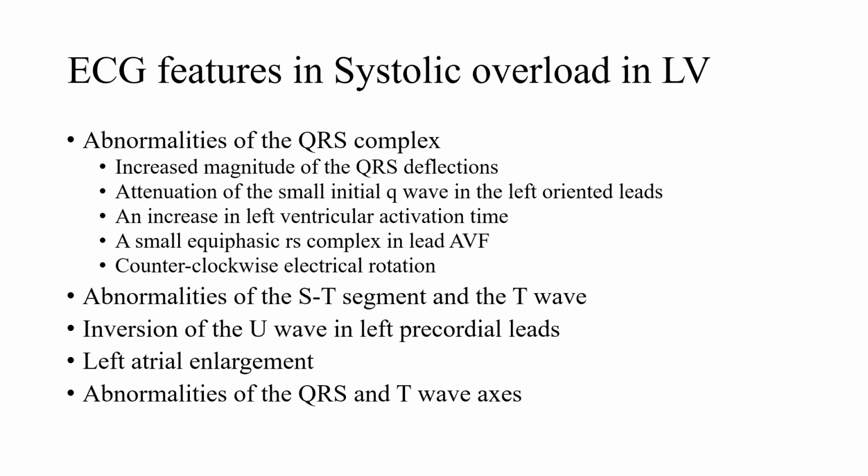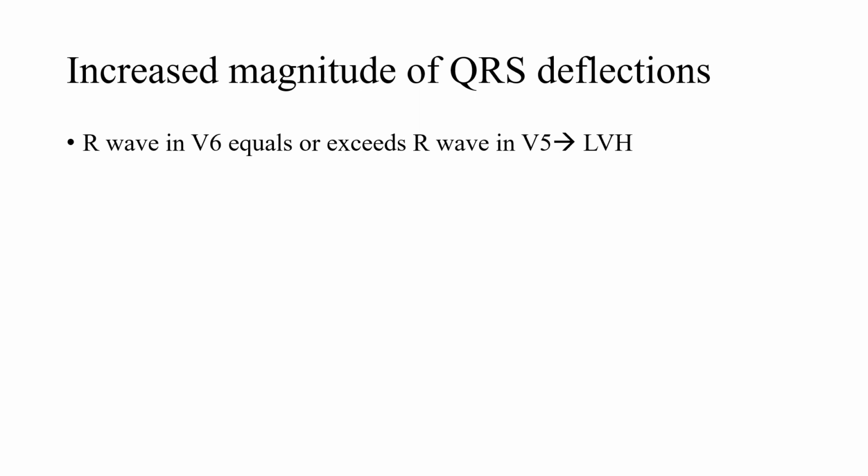There will be attenuation of the small initial Q wave in the left oriented leads, and an increase in the left ventricular activation time. A small equiphasic RS complex in lead aVF and counterclockwise electrical rotation can happen. In the QRS, the height will increase because of left ventricular hypertrophy. Normally the R wave in V6 is smaller than the R wave in V5, so V5 has the tallest R wave. But here the R wave in V6 equals or exceeds the R wave in V5, because of the left ventricular hypertrophy.